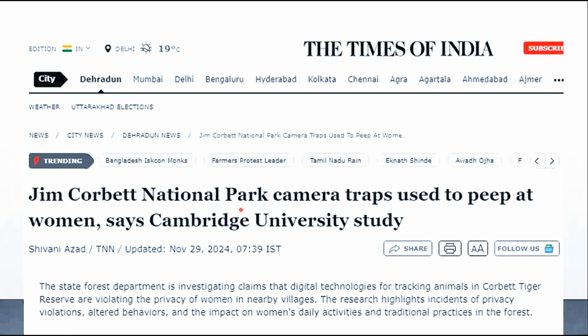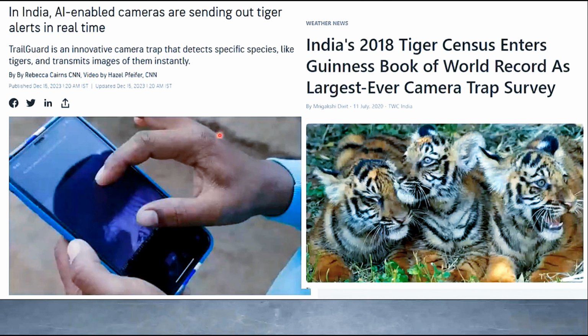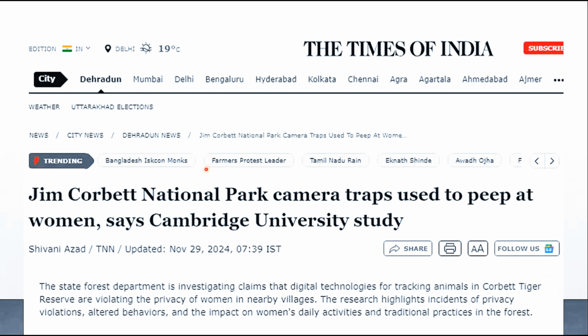Okay, but sometimes it has got a negative side to it. Just a few days back, on 29th November, there was a news where these camera traps were used to peep at women, and this was a study that was done by the Cambridge University, and this has become a very controversial issue. So the thing is, technology can help us to ease our burden of understanding diversity and abundance, but it can also lead to such kind of problems.